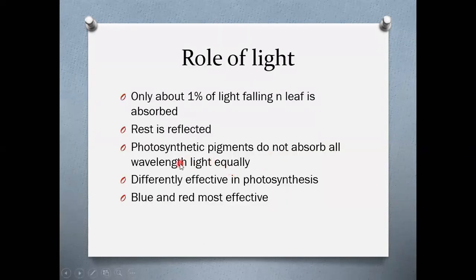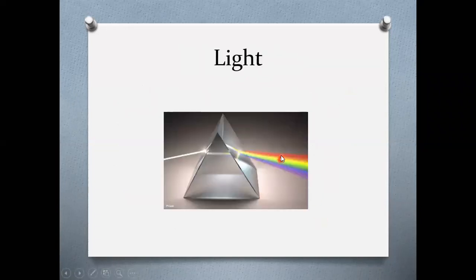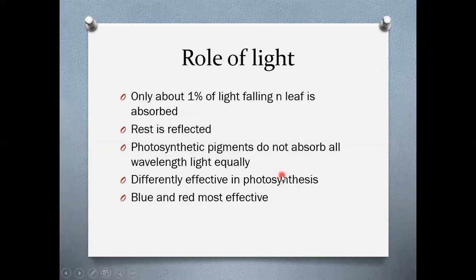The photosynthetic pigment chlorophyll has two types, chlorophyll A and chlorophyll B. Other pigments absorb different wavelengths of light, and each pigment is differently effective in photosynthesis. Chlorophyll A is differently effective, chlorophyll B is effective, and which light out of these seven colors is effective? Only blue and red light are more effective and are absorbed more effectively.